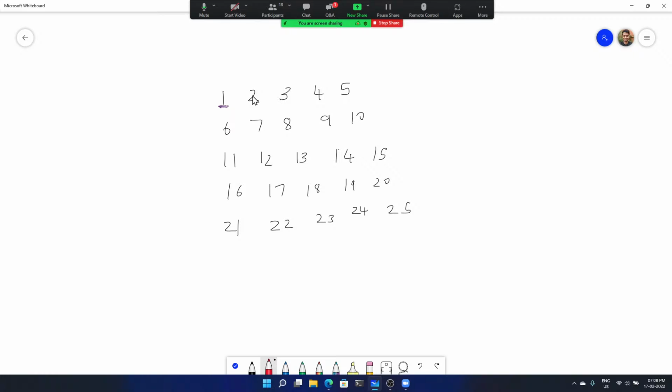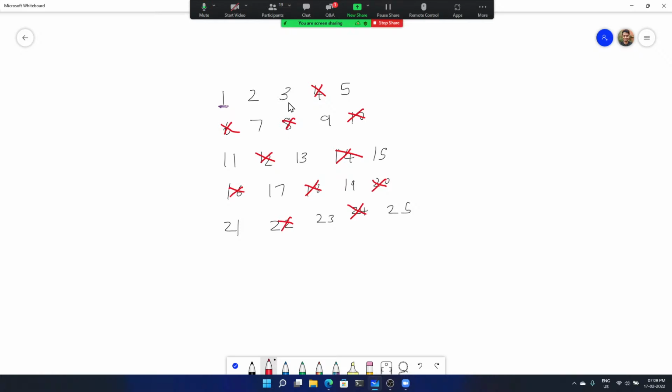Now 2 is a prime. Let's take 2 to be prime. Now go to all multiples of 2 and say that it's not a prime. Why is it not a prime? Because it's a multiple of 2, right? So let's strike off 4. Then 6 is the next multiple. 6 goes. 8 goes. 10 goes. 12 goes. 14 goes. 16 goes, then 18, 20, 22, 24.